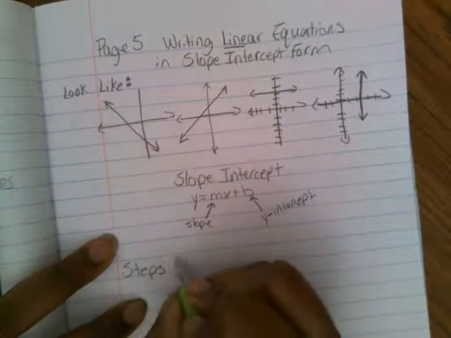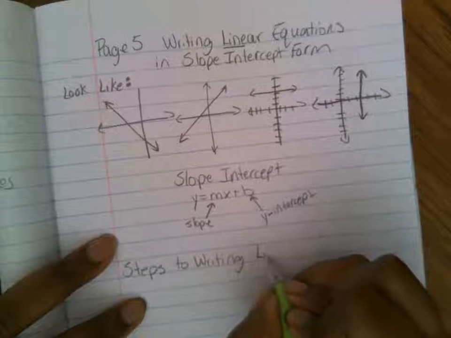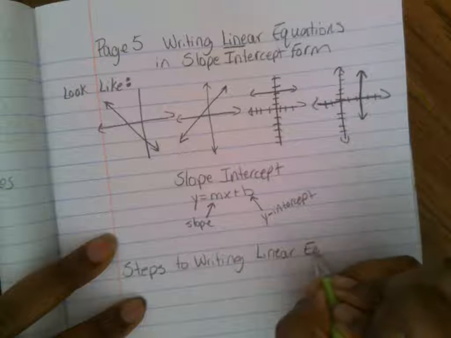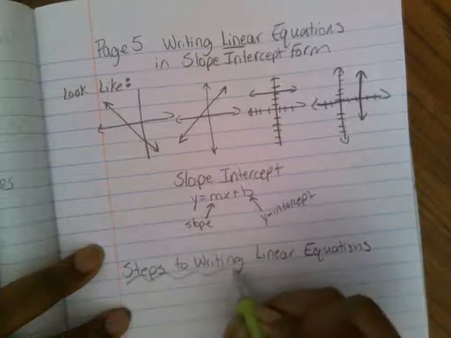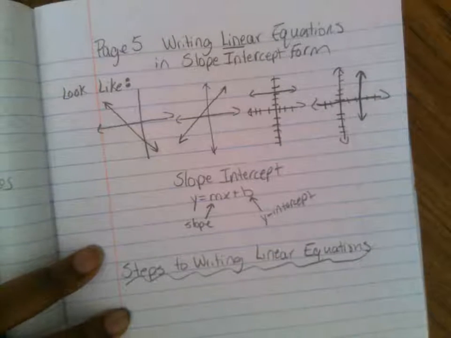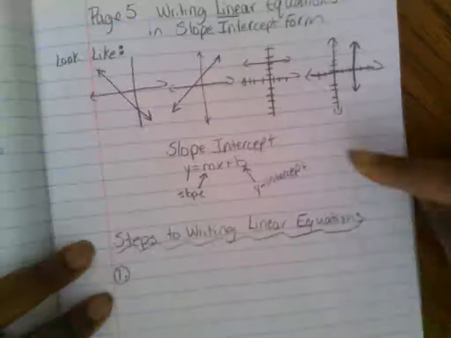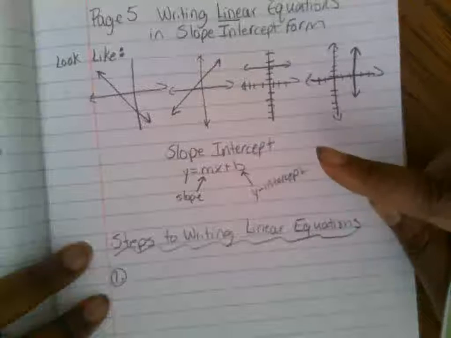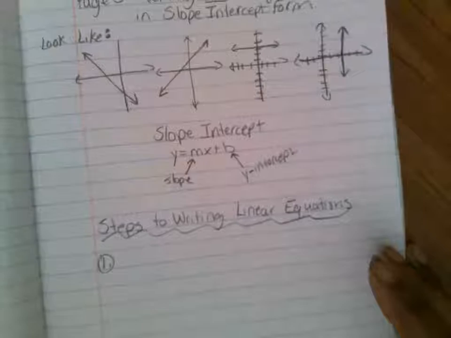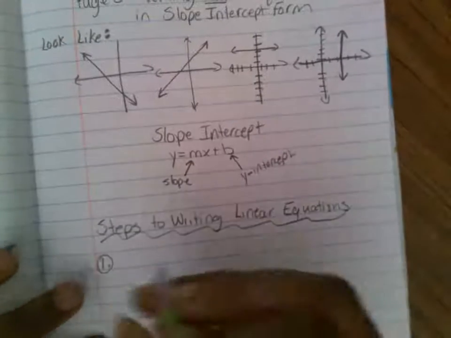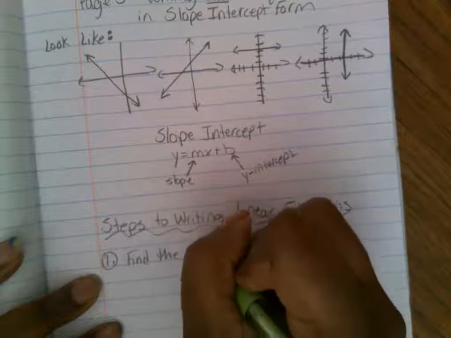Steps to writing linear equations. There are 3 steps to writing a linear equation in slope-intercept form. So my screen was dragging a little bit, sorry about that, y'all. The first step is to find the slope, or rate of change.